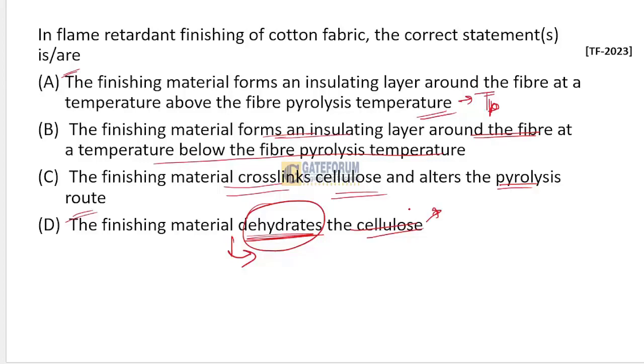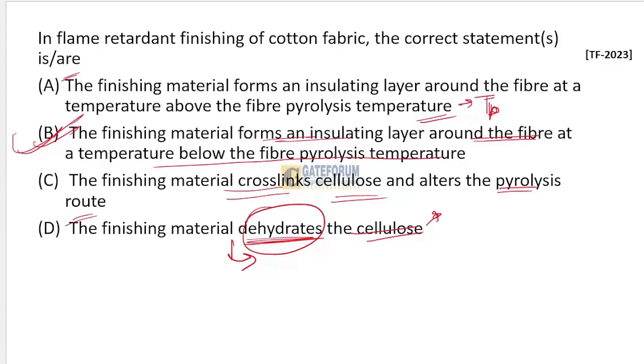The objective is that the temperature is below the pyrolysis temperature, so it should not burn and catch fire, and the flame should not spread. So what are the correct options? Option B, below the temperature, option C, and option D. These are the correct options. Option B, option C, and option D are correct.